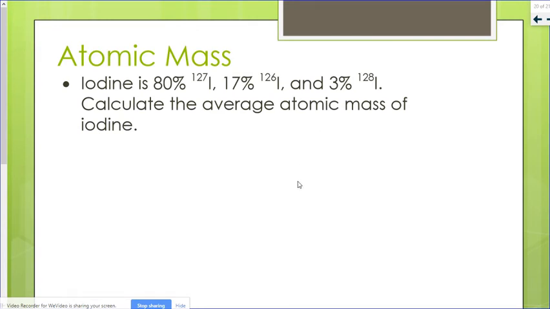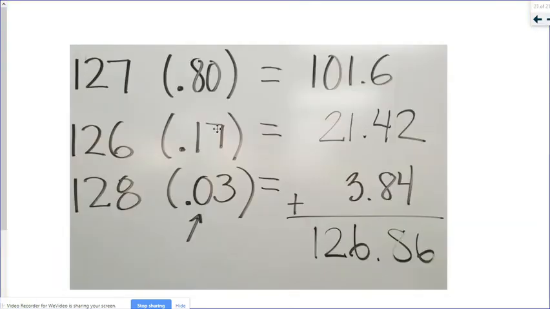Next, I want to show you how to calculate the atomic mass based on abundance. So if you want to try to pause the video and figure it out yourself, you're welcome to. Otherwise, get the video running and I'm going to click to the next slide and show you the math for this one. All right. So we had 127. We had 80% of that. So I took it out of percent form and put it in decimal form. I multiplied those two together and I ended up with 101.6.